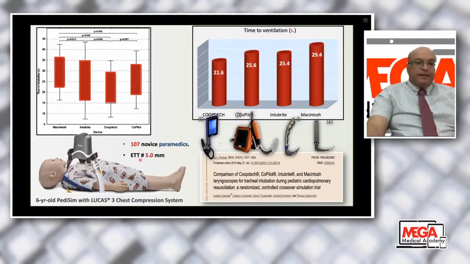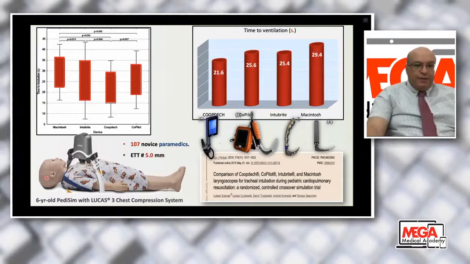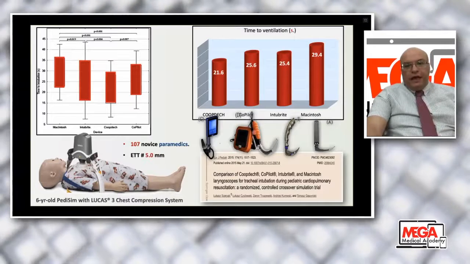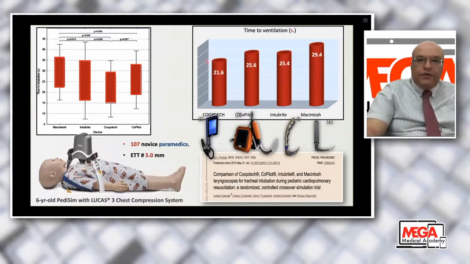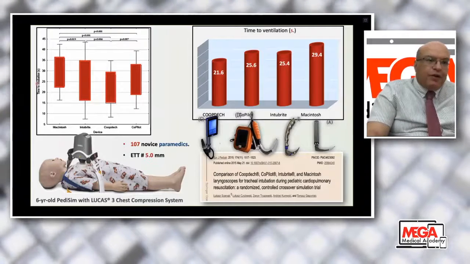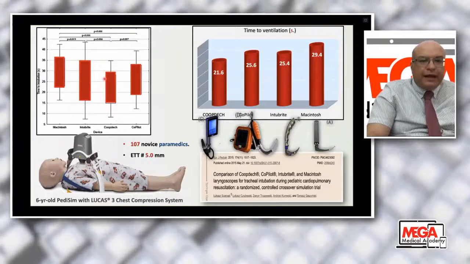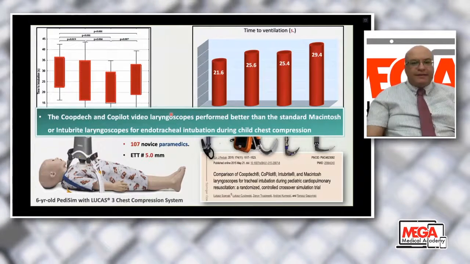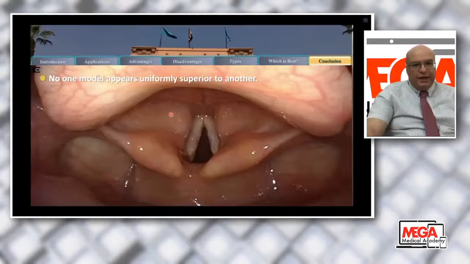107 novice paramedics using endotracheal tube size 5 and 6-year-old mannequin with chest compression using LOCUS system. They compared Storz, Co-Pilot, and the traditional Macintosh blade. They found time to ventilation are comparable. There is no difference between the 4 groups. However, if you take a look for time to intubation, was significantly less with Co-Pilot and Storz. So Storz and Co-Pilot are performing better for endotracheal intubation in a child during chest compression.